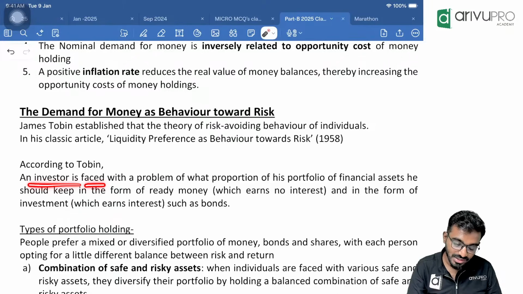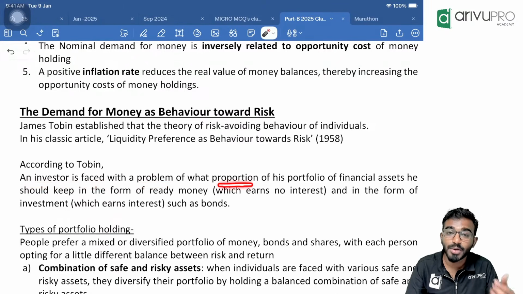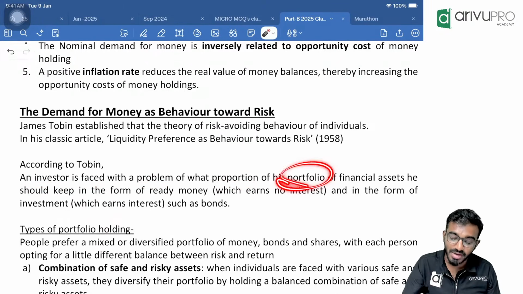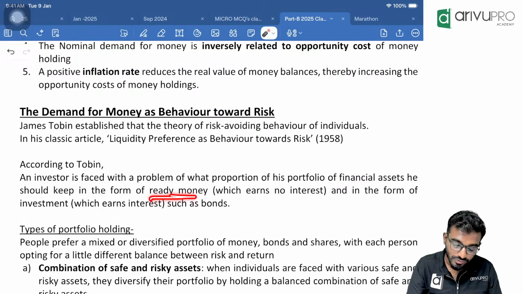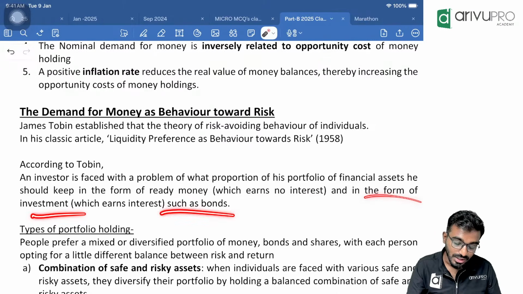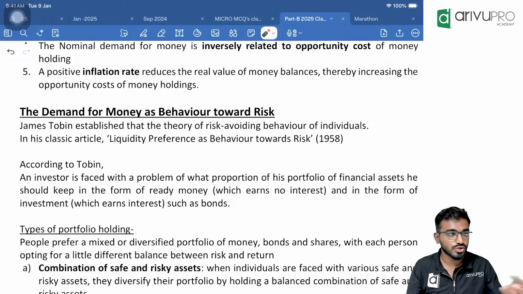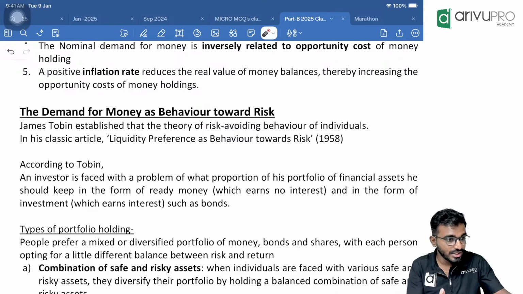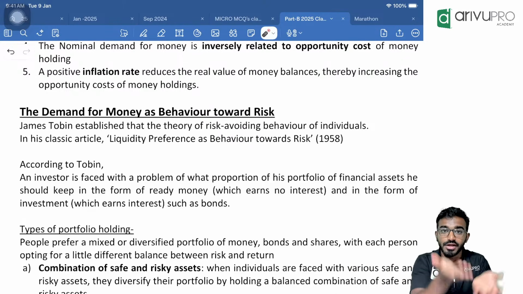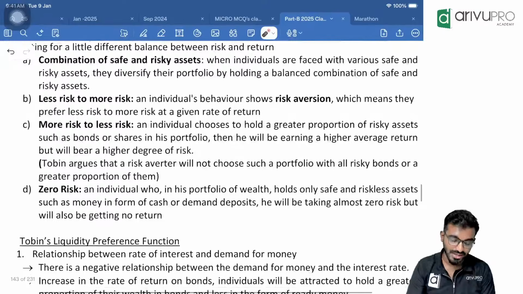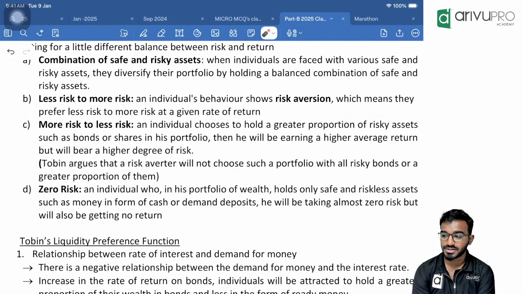See, an investor is going to face a problem: in what proportion, that means in what combination, of my portfolio in the financial assets should we keep it in the form of ready money and some other interest bearing alternative investments such as bonds. How much should I invest? How much should I hold in hand? How much liquidity should be there? How much liquidity should not be there? In what combination? So 4 options are there. So this is a combination as per Tobin.